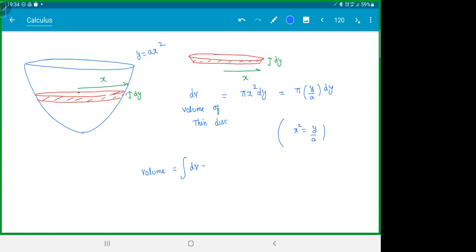So that volume will be integral dv, which is pi by a, y dy. The value of y will go from 0 to h because the total height is h. This point y is 0 and this point y is equal to h. If you substitute here, we end up with pi by a into y square by 2, limits 0 to h. You get pi h square by 2a. Now, if I modify this a bit, you'll get a good result.